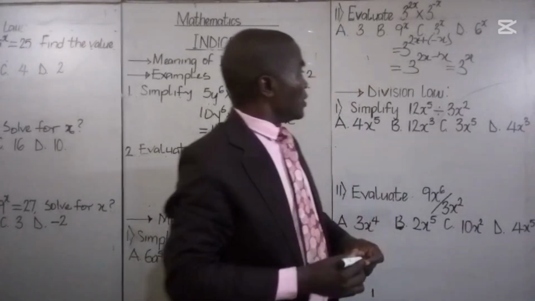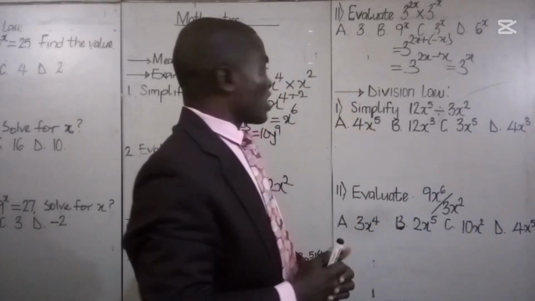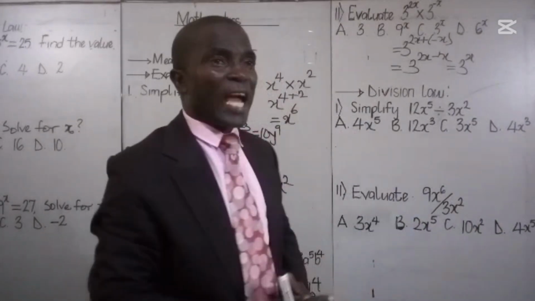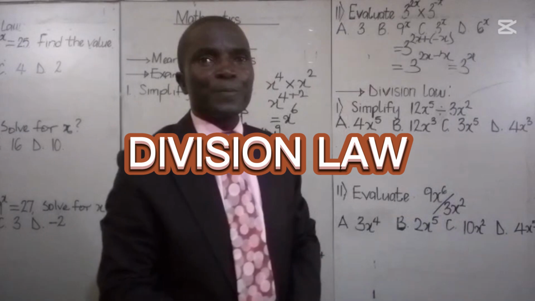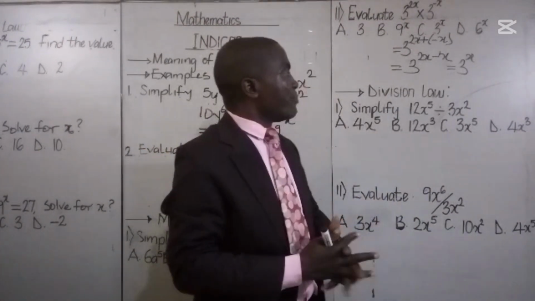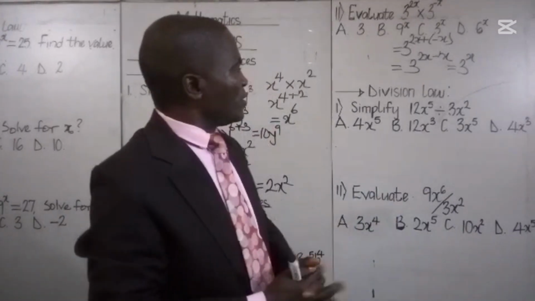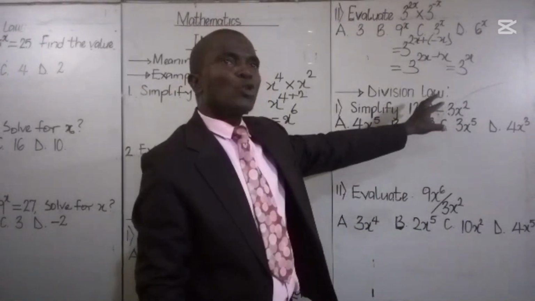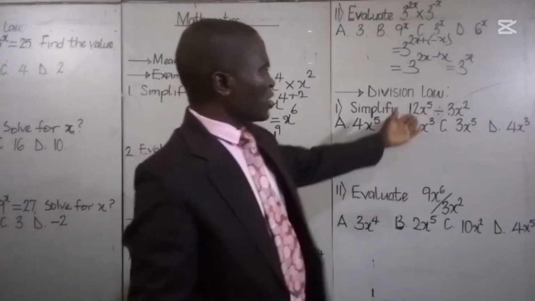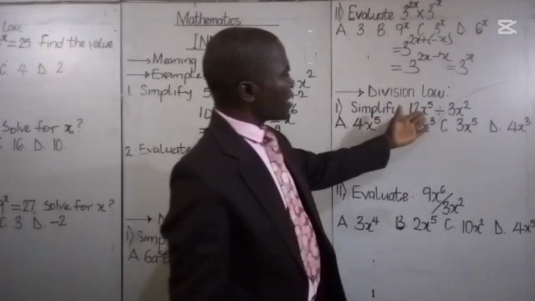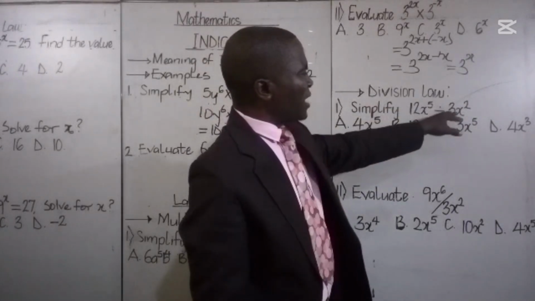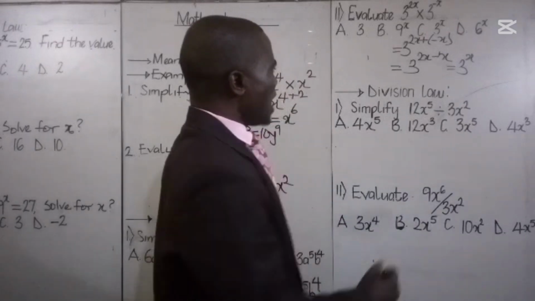So we quickly proceed to the second law that governs solving problems in indices, and that is division law. Division law states that when two terms are connected together by division, the division sign will be changed to subtraction for terms that are similar to each other. Now let us look at this. We are asked to simplify 12x raised to power of 5 divided by 3x raised to power of 2. How do we go about this?